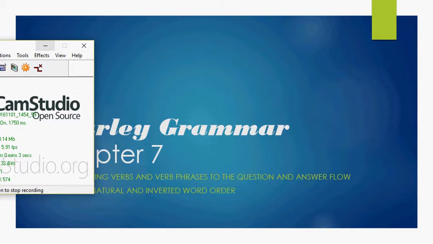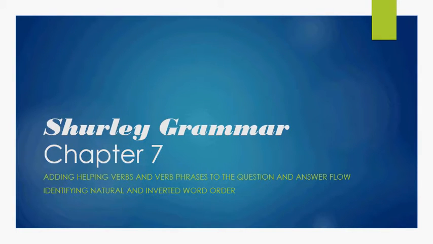All right, everybody, we are going to be classifying sentences for Chapter 7 in Shurley Grammar. Chapter 7 involves verb phrases, which are helping verbs and action verbs or main verbs put together to make a verb phrase. And we're going to be putting that in the question and answer flow. We're also going to identify natural and inverted word order. So let's begin.